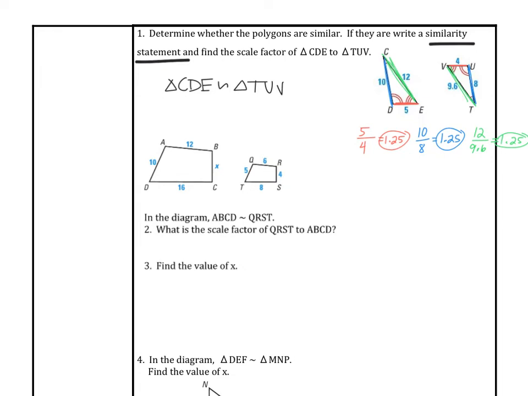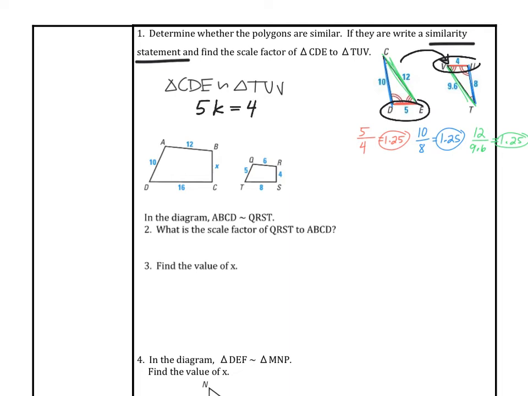Okay, before we move on, it says also find the scale factor of CDE to TUV. So we're going from this triangle to that triangle. This can be kind of confusing. You're trying to think about what would I have to multiply by to get from CDE to TUV. You're going to have to multiply by a number that's smaller than 1 because the side lengths are getting smaller. So in order to do that, let's look at this side and this side. You need to go from 5 to 4. 5 times the scale factor equals 4.